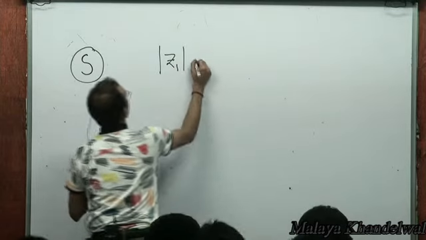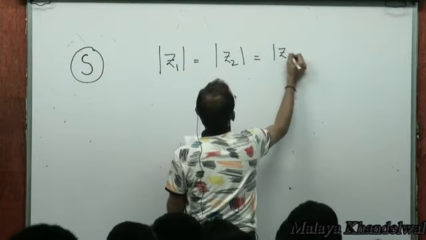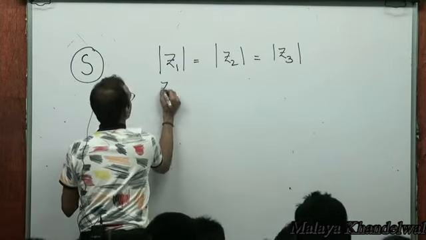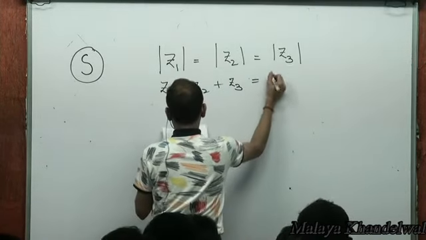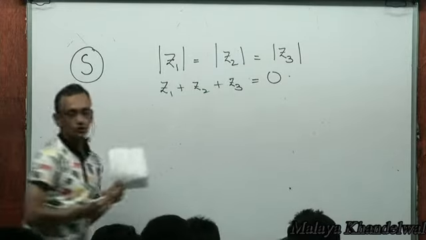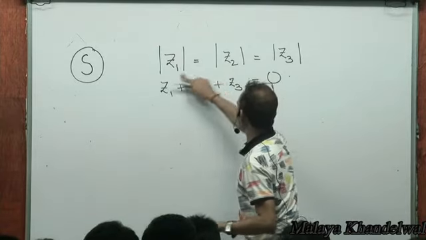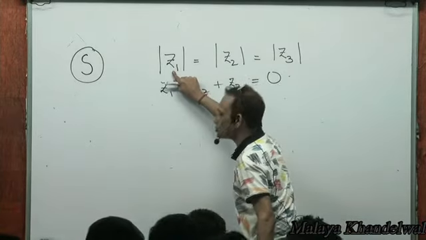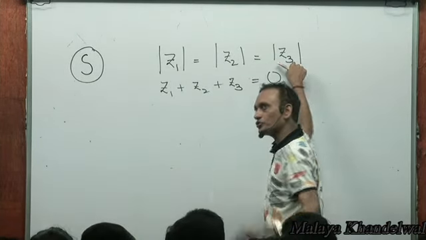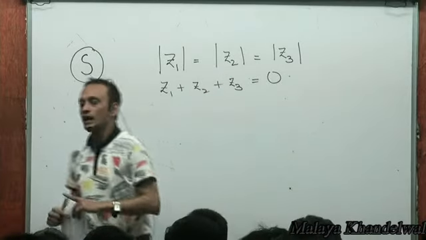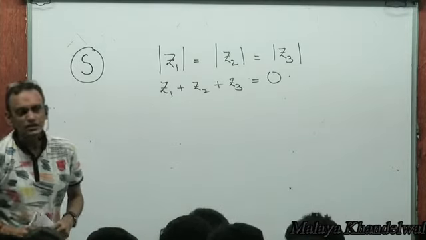Mod z1 is mod z2 is mod z3, and z1 plus z2 plus z3 is 0. We want to show that z1, z2, z3 constitute vertices of an equilateral triangle. Now, if mod z1 is mod z2 is mod z3, that means the distance of z1 from the origin is the distance of z2 from the origin is the distance of z3 from the origin. That means z1, z2, z3 lie on a circle centered at the origin. That means their circumcenter is the origin.